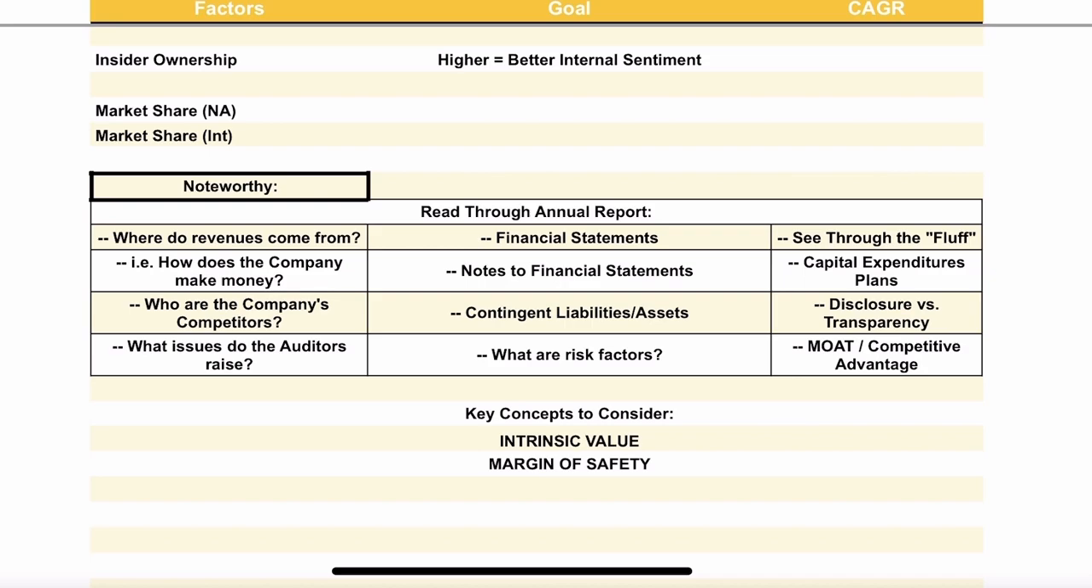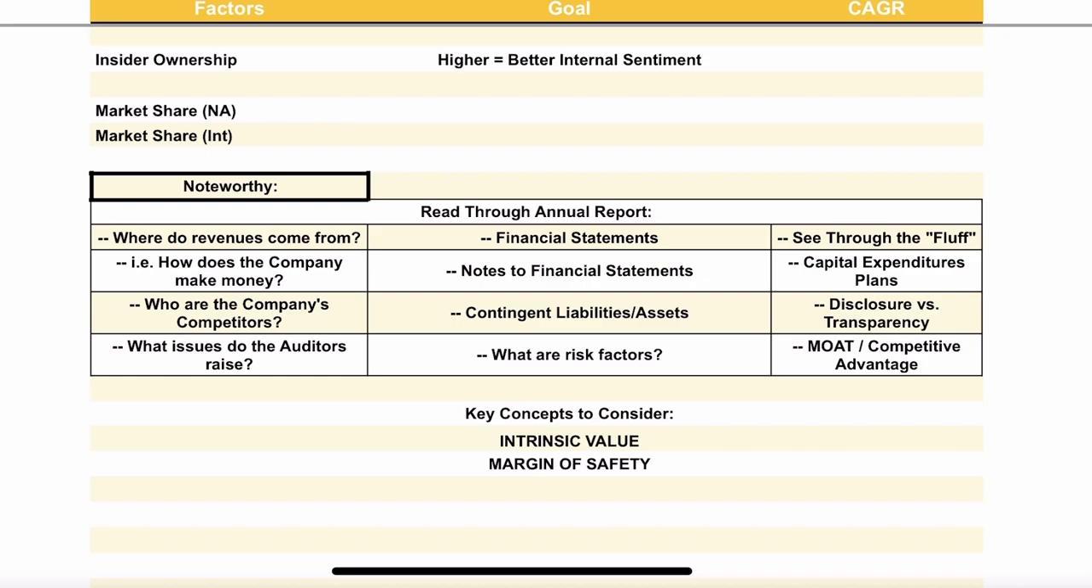Now, it's important to know annual reports are both a PR document meant to convince you to buy and a disclosure document with financial statements. So you definitely have to take it with a grain of salt depending on what statements are being made. But there are some really important things that I look for in there to help me see through the fluff of painting things in a really positive light.